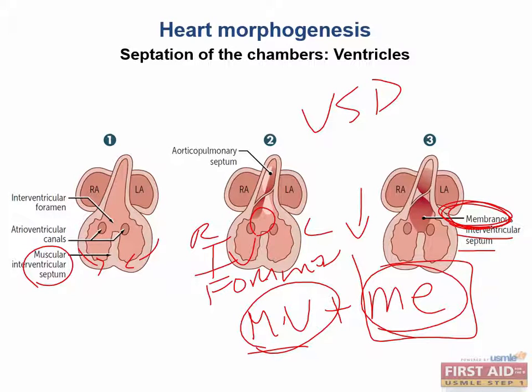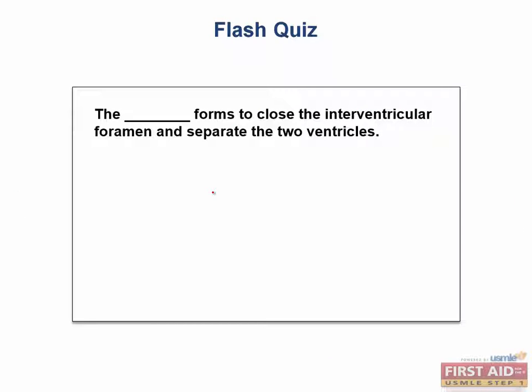Now, what kind of shunt would this defect create? At birth, you would have a left to right shunt across this ventricular septal defect. So we've knocked out the atrium and ventricles. Let's talk about the outflow tract. Excellent, guys. Let's keep going.